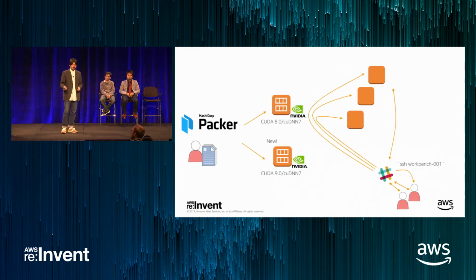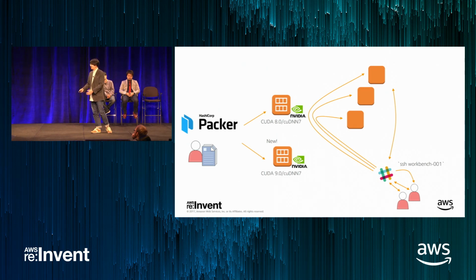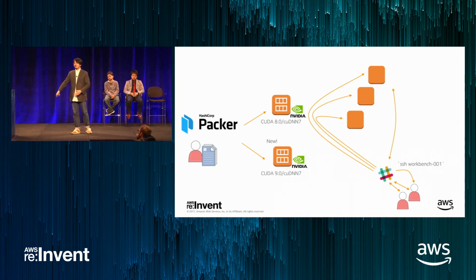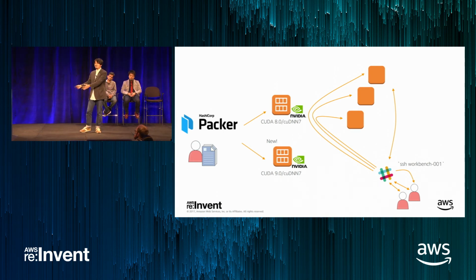And of course, there is a managed AMI for deep learning. Some of you may already know that AWS has a managed AMI for the latest version of CUDA, for example, which was not available at the time we started using GPUs. So we are now in the process of migrating from our in-house AMIs to managed AMIs.